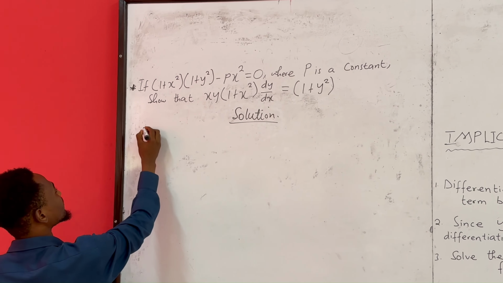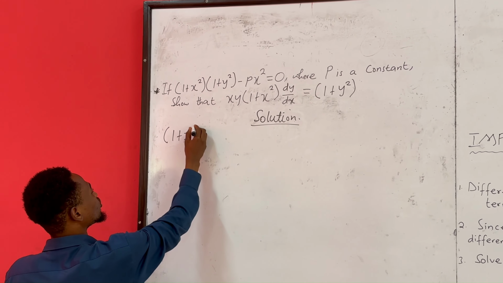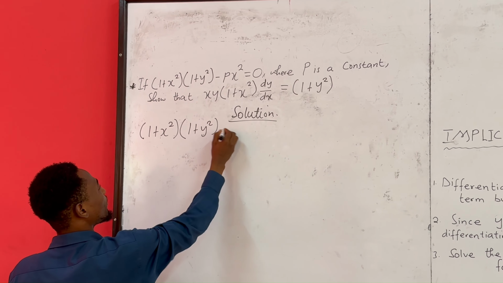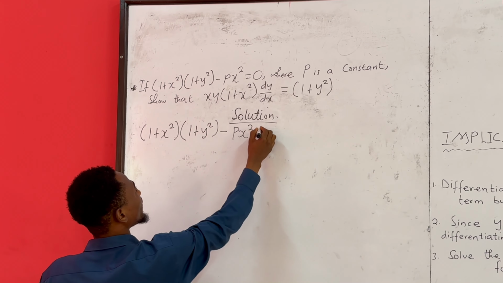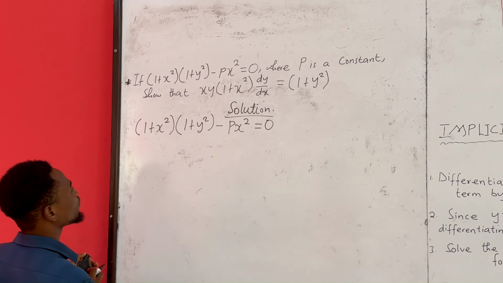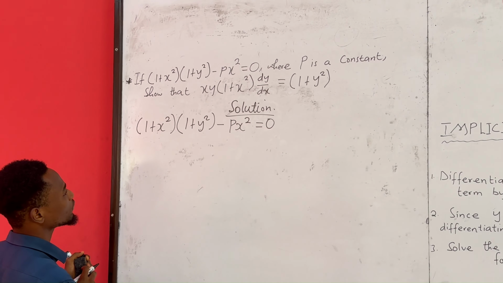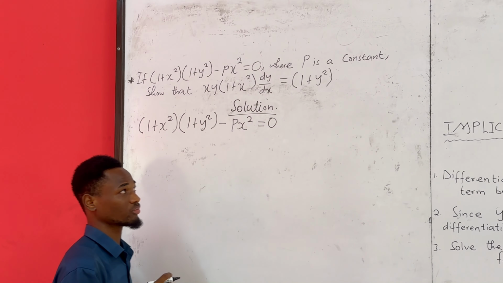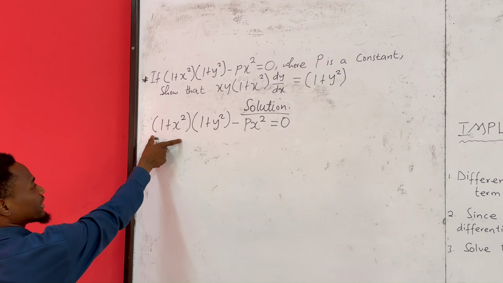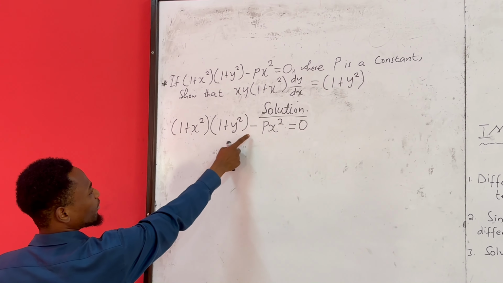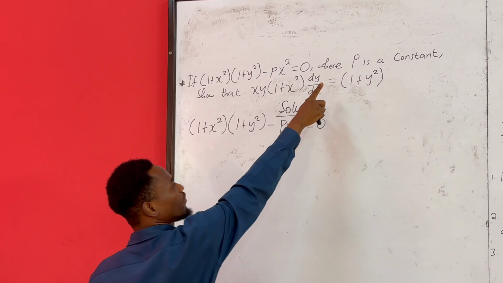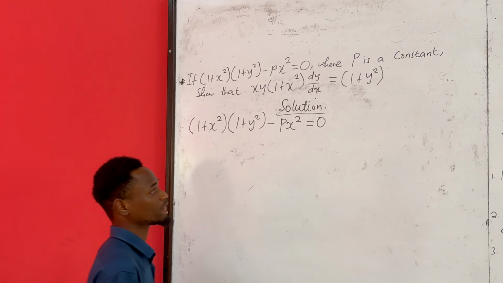So we have (1 + x²)(1 + y²) − p x² = 0. Alright. So first of all, what are we supposed to do? This expression multiplying this, minus p x², is equal to 0, where p is a constant.